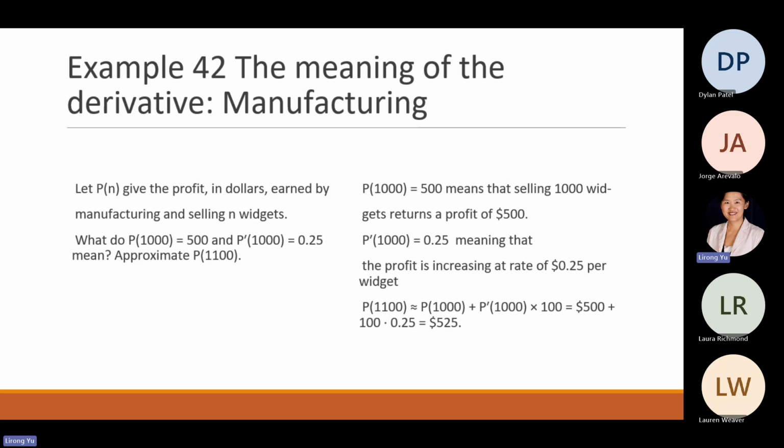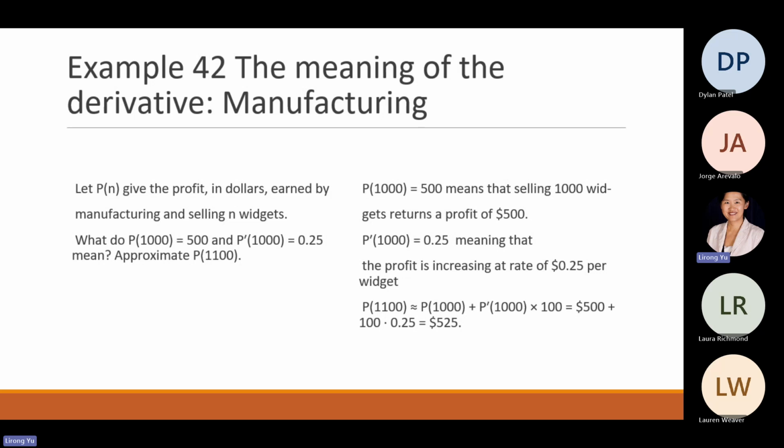Once again, derivative represents rate of change. So when you have a positive derivative, that means the change is going in the positive direction. That means increasing value. So 0.25 is increasing 0.25 for every more product you're making on top of the 1,000 products. So what here is talking about, what if we're making 1,100 products?